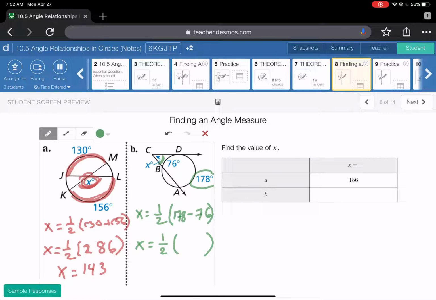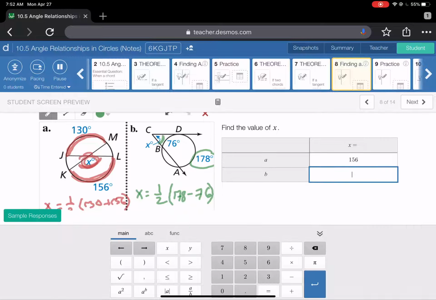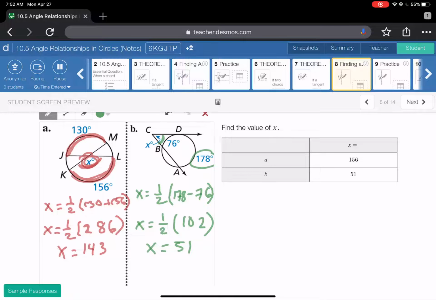So 178 minus 76 is 102. If you divide that by 2, you're going to get 51. So x is equal to 51. Okay, so if your angles intercept inside, you are adding. If your lines intersect outside and create an angle outside, you are subtracting. And for both of these, you multiply by 1/2 or divide by 2.